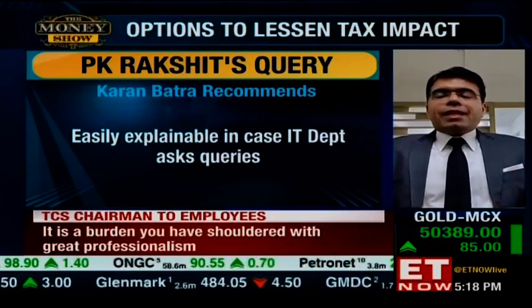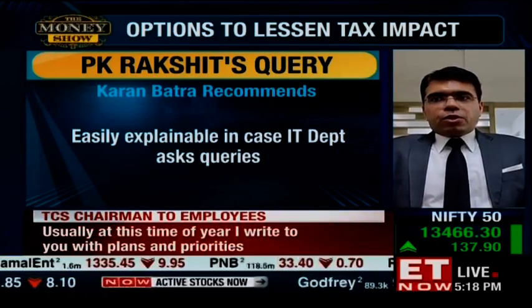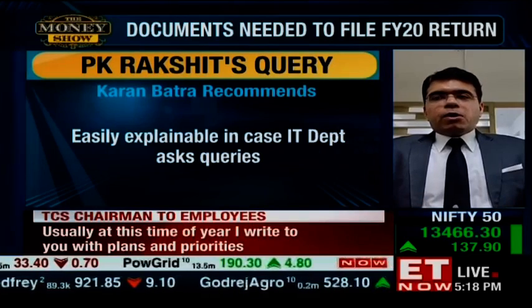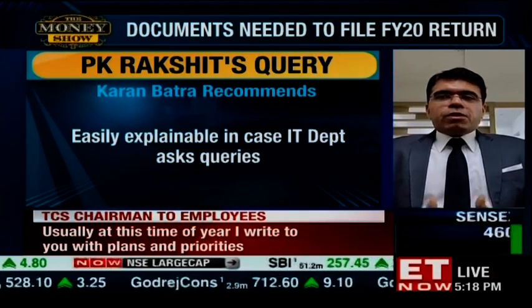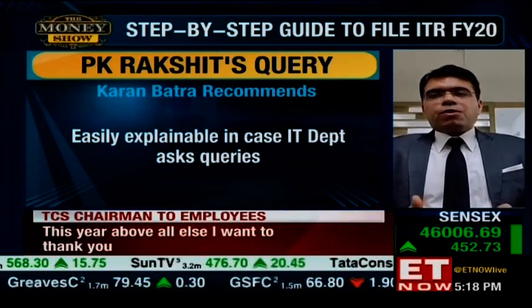Tomorrow, if there is a query, yes, this is easily explainable that these investments were made through the joint names, and half of it belongs to you and half of it belongs to your wife. So yes, this is easily explainable, nothing to worry about till the time this investment was the tax-paid money.